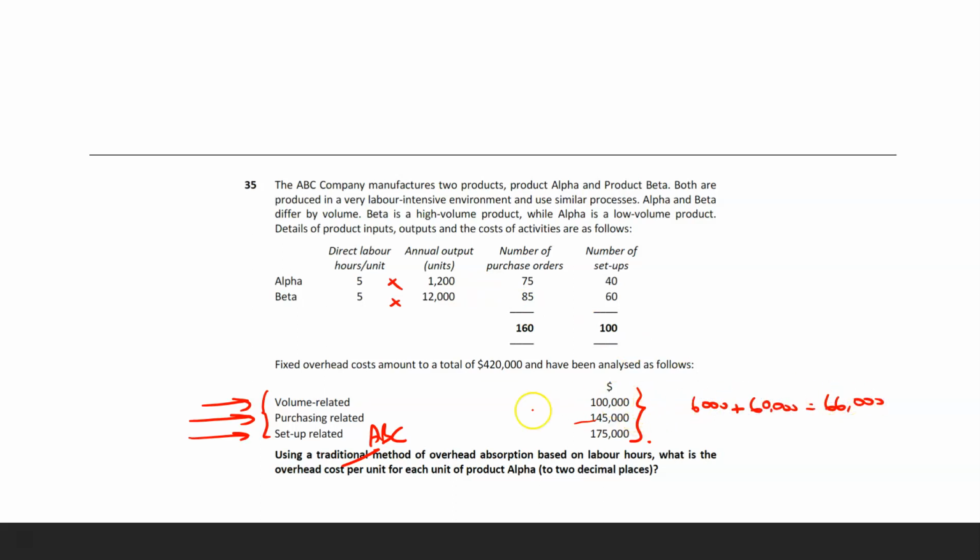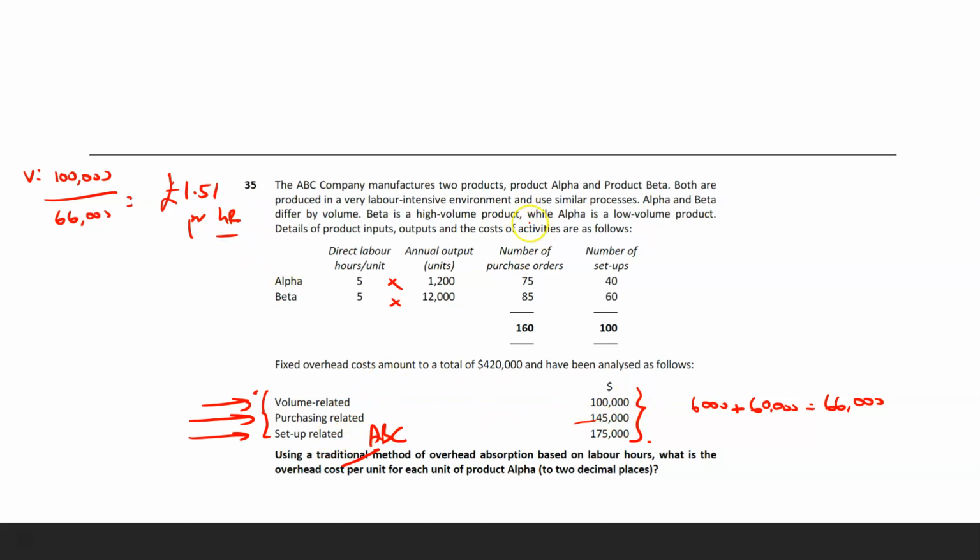So I can find the overhead absorption rate per hour. For volume, it's going to be 100,000 over 66,000. When I do that, 100,000 divided by 66,000, I get 1.51 per overhead hour. So for that one, that's that one.